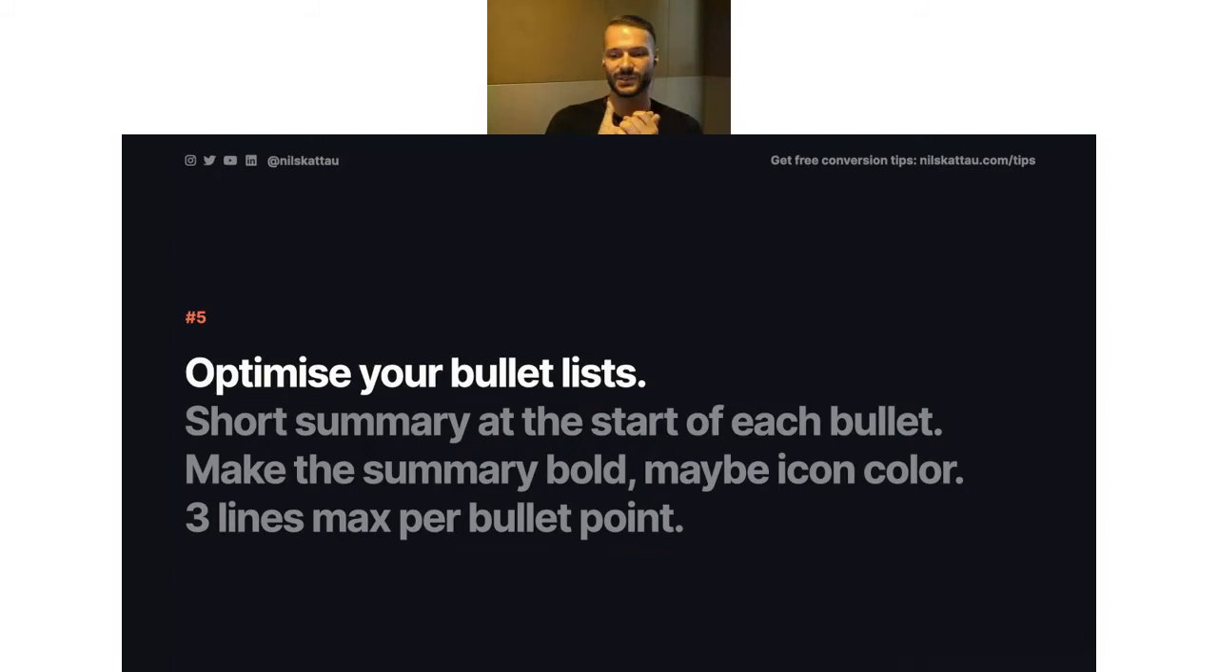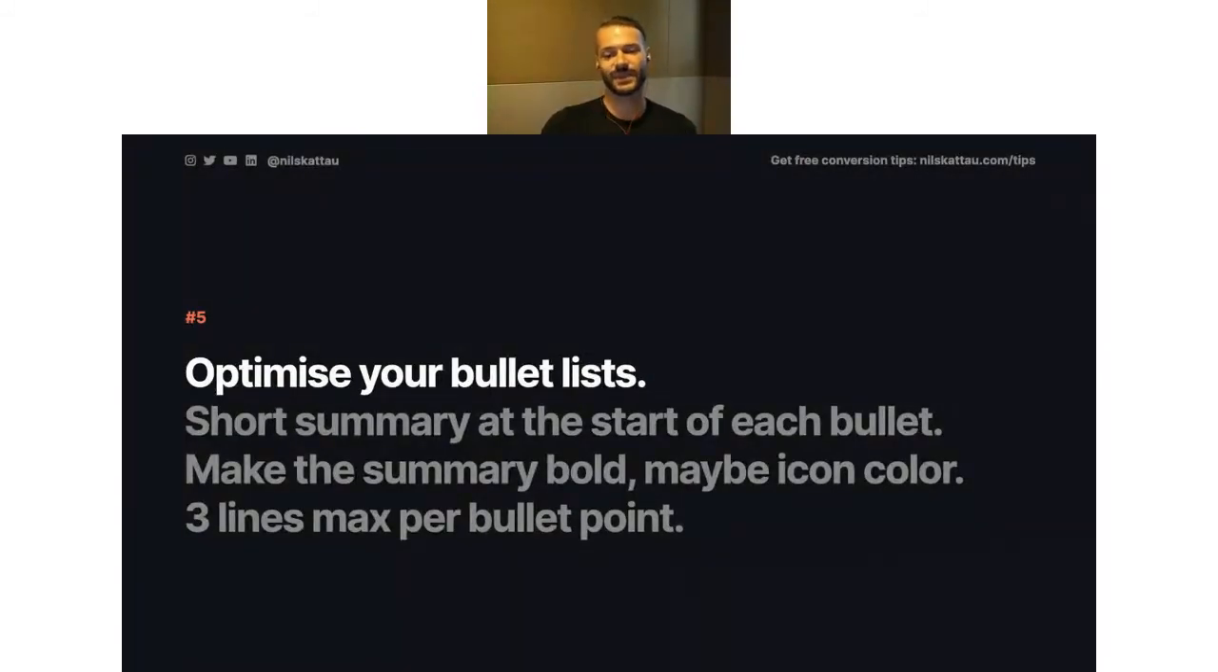And then you can make it even stronger by making the summary bold. So you have the normal bullet point in regular text weight. And then if you make the summary bold, you will even direct more attention to these, because you create more contrast by using bold words. And then they are seen much more often. And you can also, if you want to take it a bit further, add the icon colors. Let's say if you have a green check icon, for example, you could use green text in the beginning as the summary of your bullet point.